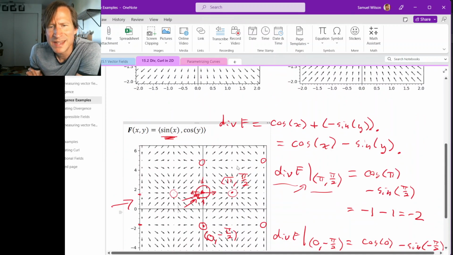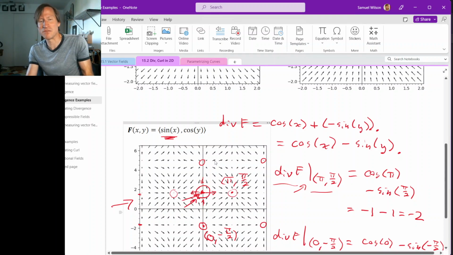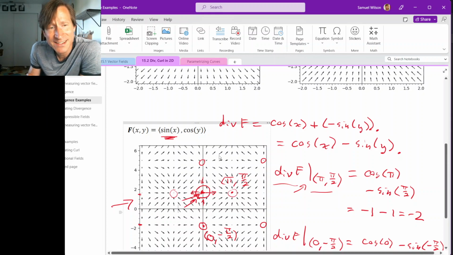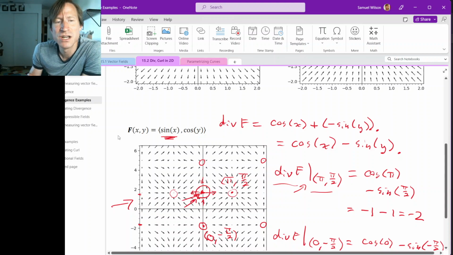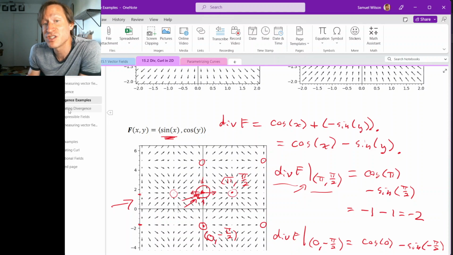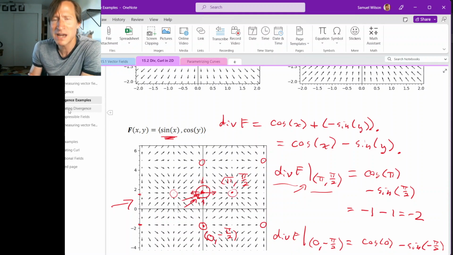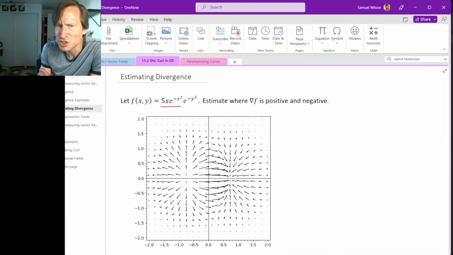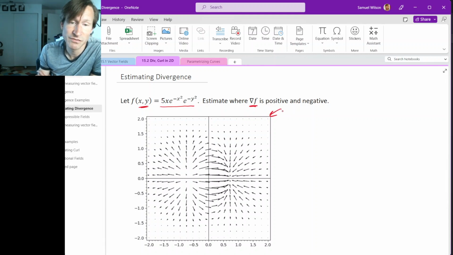Of course, in addition to being able to calculate divergence from a formula, the reason we care about divergence is because it tells us whether a vector field flows in or out. So if we just look at a vector field, we should be able to approximate, just by looking at it, where the divergence is going to be positive and where it's going to be negative, just by thinking where flow is roughly into a point and where flow is roughly out of a point. So for an example, here's a kind of complicated function, and for any function of x and y, its gradient is a vector field, and here's what the gradient of this function looks like.